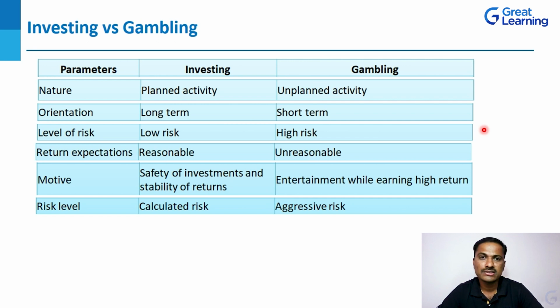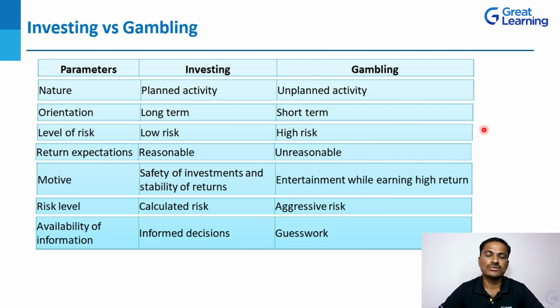It's a calculated risk. Let us say we are investing in fixed income securities. The risk level is lower. When I'm investing money in the equity market, the risk is comparatively higher. So that is the understanding of risk in investing. But when it comes to gambling, risk is aggressive. Risk is very high.